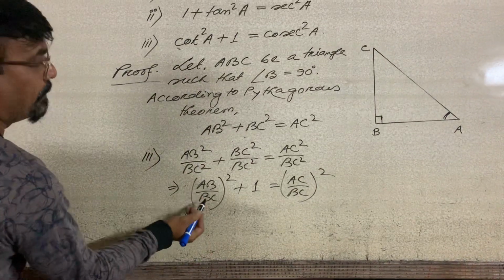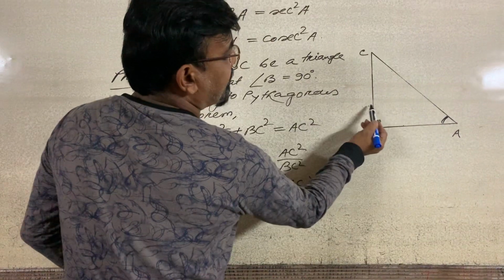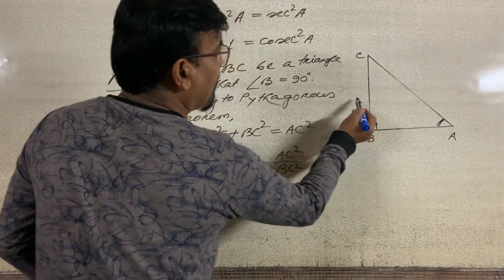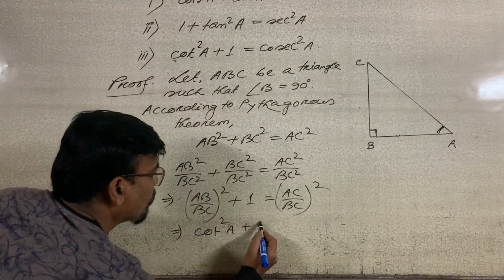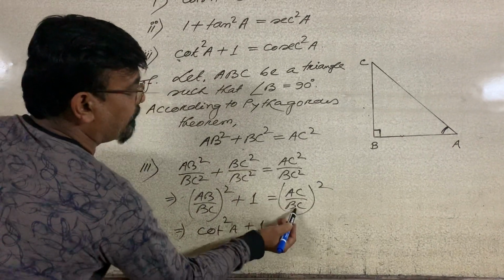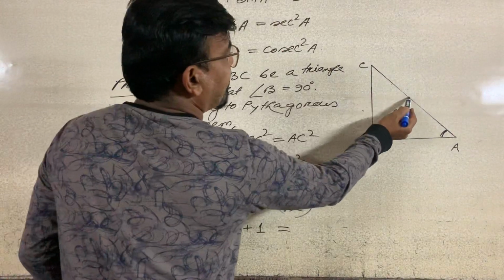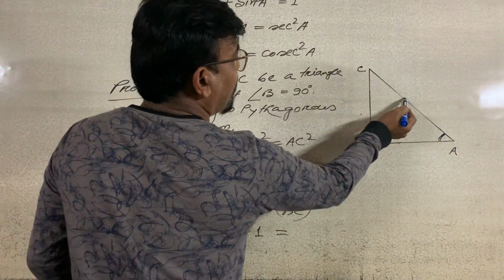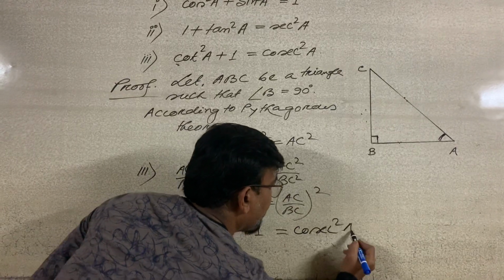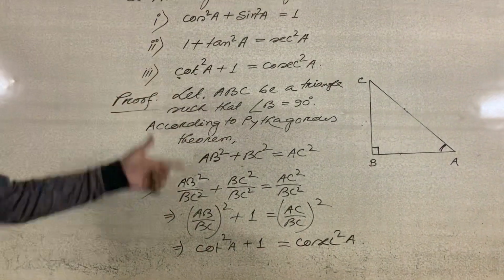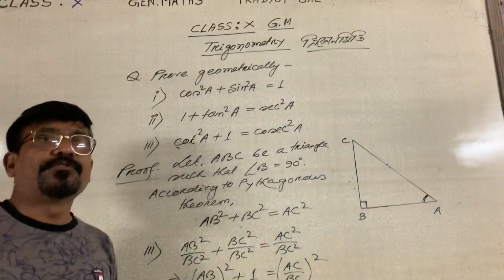Now you know AB by BC, base by perpendicular, is cot. So it is cot square A plus 1 is equal to AC by BC whole square. AC by BC is hypotenuse by perpendicular. It's cosec square A. And that's all. That is the proof of the three basic identities of trigonometry.